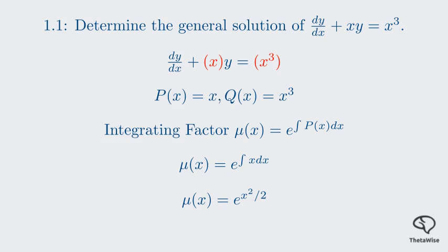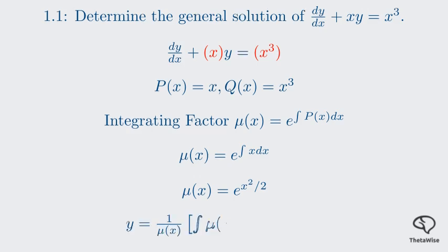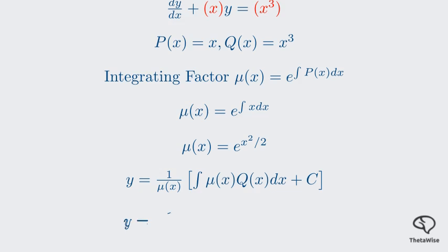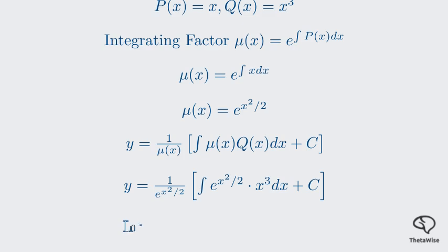Step 3, apply the general solution formula. y equals 1 over our integrating factor, e to the x squared over 2, times the integral of the integrating factor times q of x, which is e to the x squared over 2 times x cubed, dx plus c. Now for the trickiest part, solving the integral.